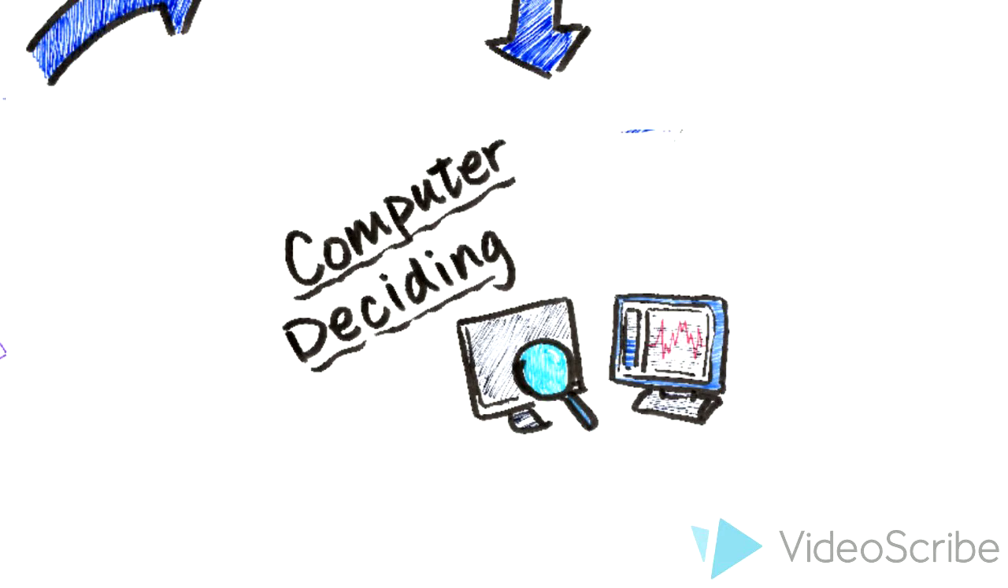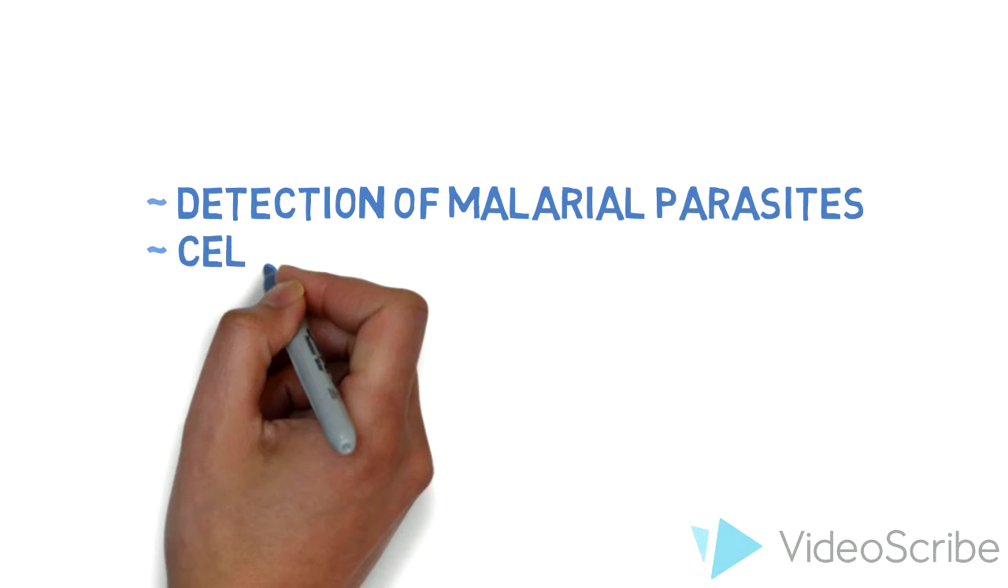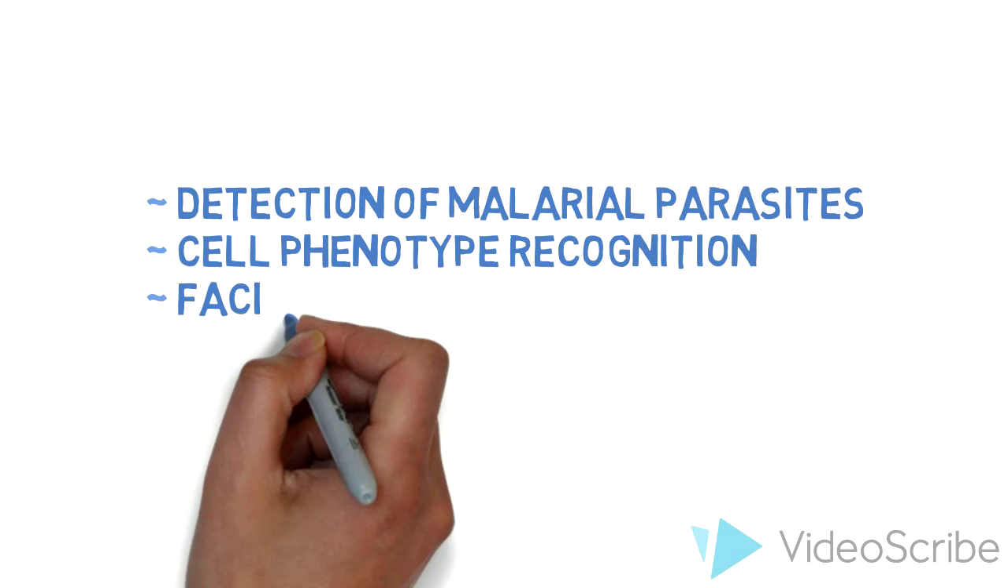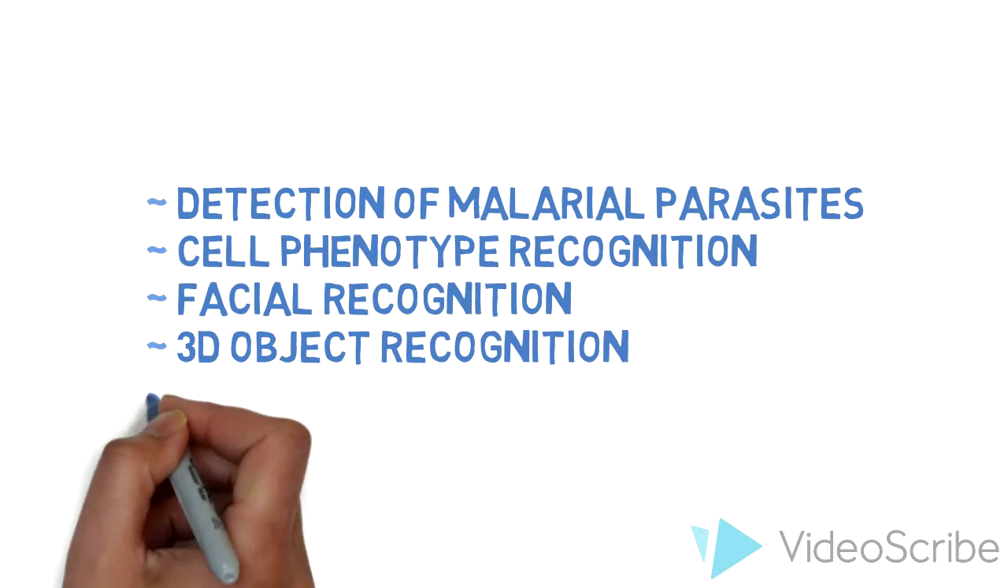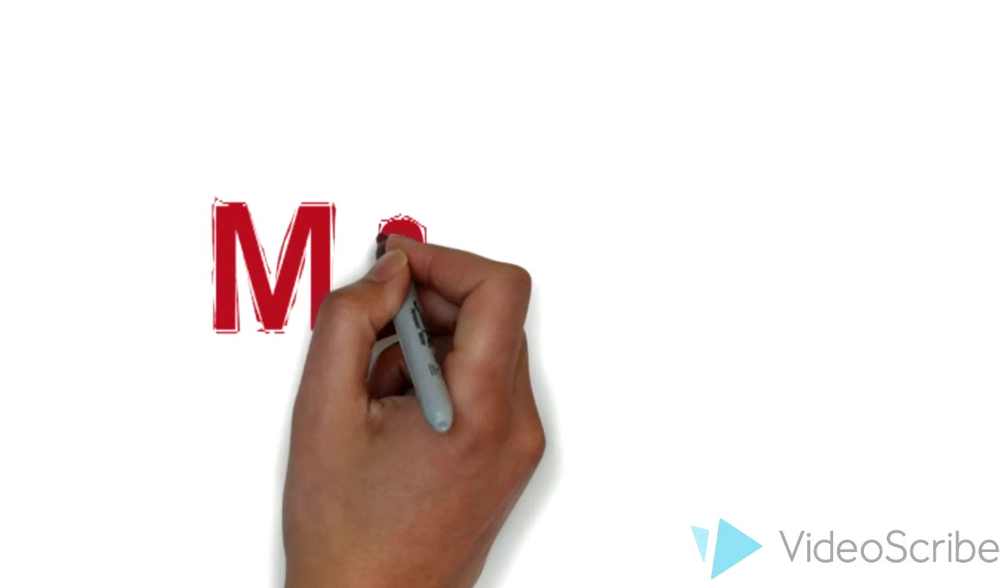particular condition. Here at UCL, research is being carried out in many areas of computer vision, such as cell phenotype recognition, facial recognition, 3D object recognition, and disease progression modeling. But for this video, let's just focus on one: detection of malarial parasites.